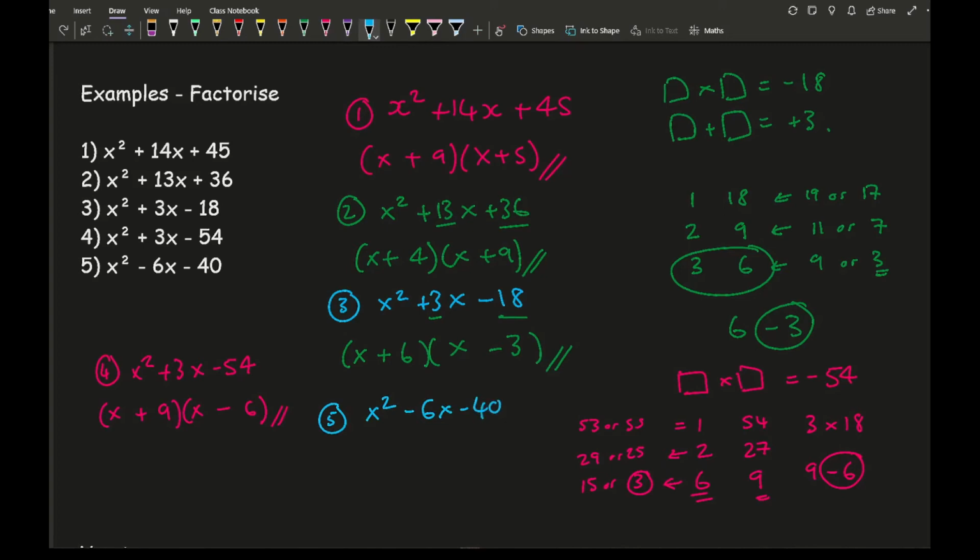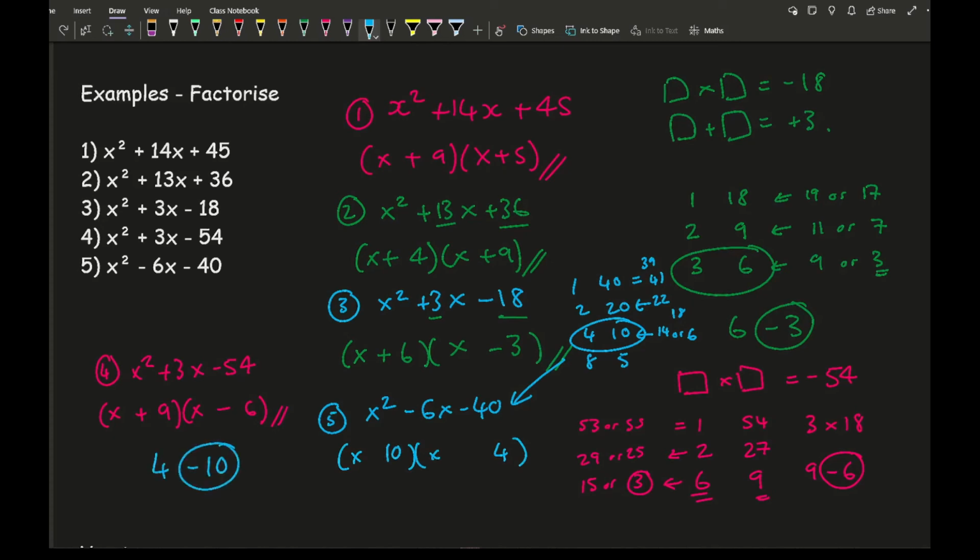So again, thinking of two numbers that multiply to give you 40, I've got 1 and 40, 2 and 20, I've got 4 and 10, I've got 8 and 5. So looking at these, what combinations could I make? With this first pair, I can either make 39 or 41. With this, I can either make 22 or 18. With this, I can either make 14 or 6. So it's going to be that pair there. So my two numbers are going to be 4 and 10. So using 4 and 10, how can I make minus 6? Well, I can make minus 6 by doing 4 take away 10. So the minus is going to be with the 10 and the 4 is going to be positive, and there is my final answer.